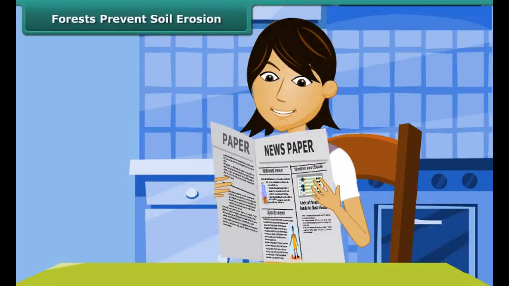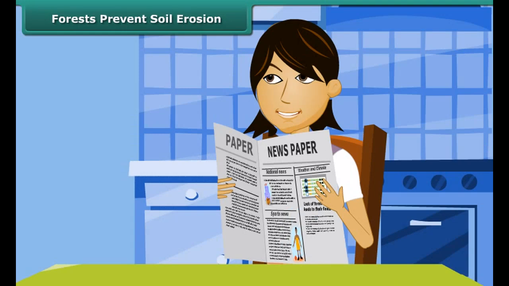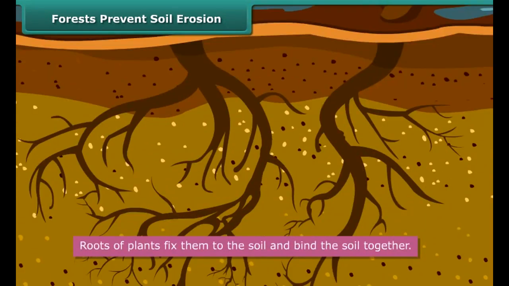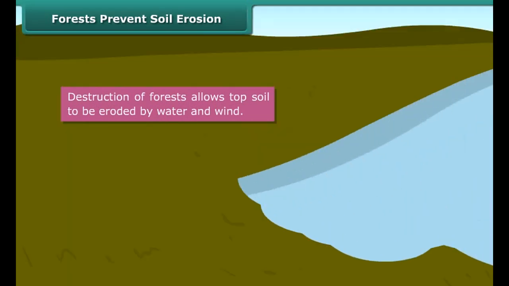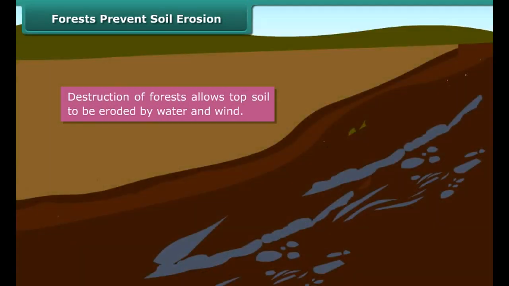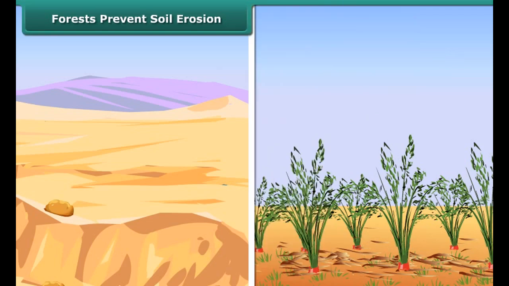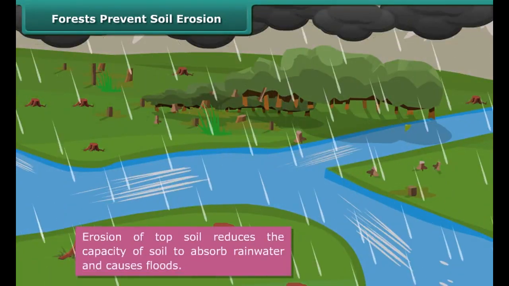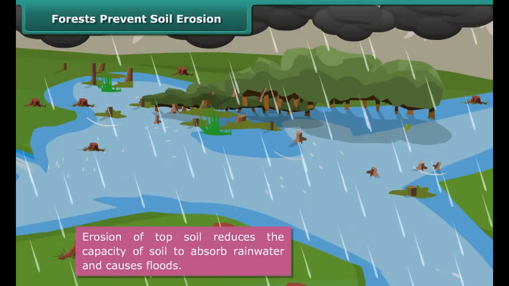Lena comes across a headline in the newspaper. Lack of forest cover leads to flash floods. She is eager to know the connection between forests and floods. Roots of plants not only fix them to the soil, but also bind the soil together. When forests are destroyed, the topsoil becomes loose and is eroded by water and wind. This causes an increase in desert land. Fertility of the soil is also reduced. Erosion of topsoil also reduces the capacity of soil to absorb rainwater. As a result, there are floods.